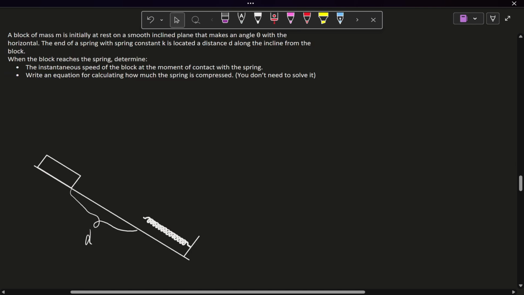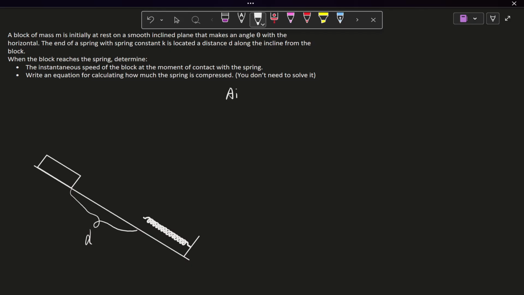A block of mass m initially at rest on a smooth incline plane that makes an angle theta with the horizontal. The end of a spring with a spring constant k is located at a distance d along the incline from the block. When the block reaches the spring, determine 1. The instantaneous speed of the block at the moment of contact with the spring.